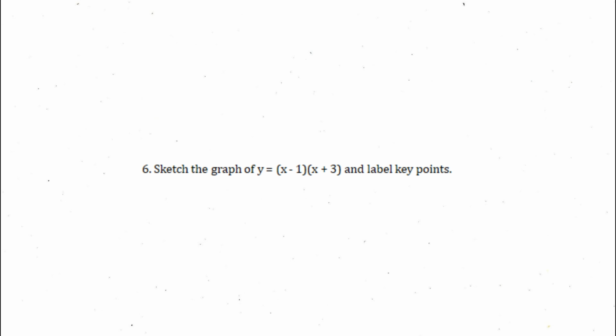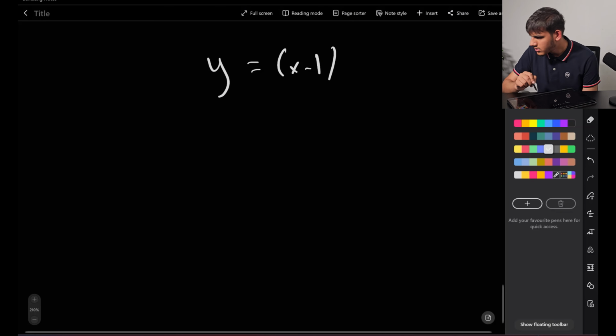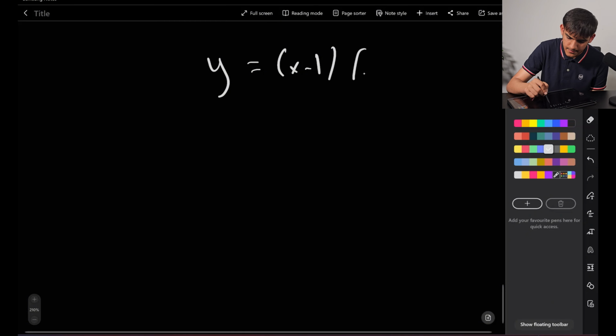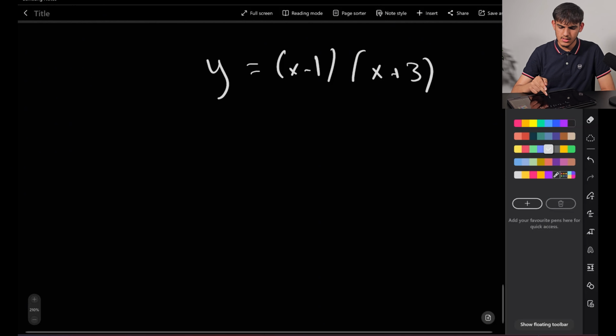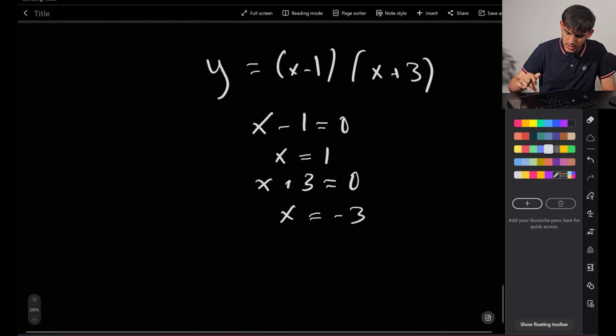Question 6 asks us to sketch the graph of y equals x minus 1, x plus 3. So as there's two x's, we know that we're going to have an x squared, meaning it's going to be a quadratic equation. So x minus 1 equals 0. So that root is going to be x equals 1. And then x plus 3 equals 0. That root is going to be x equals minus 3.